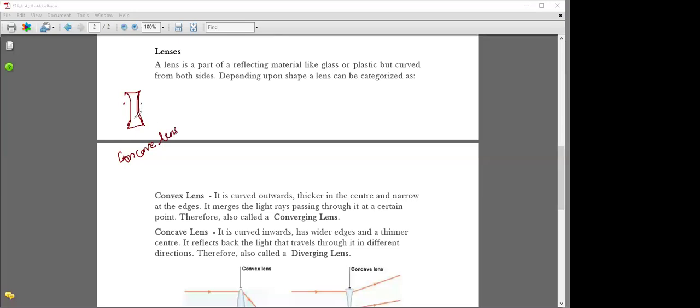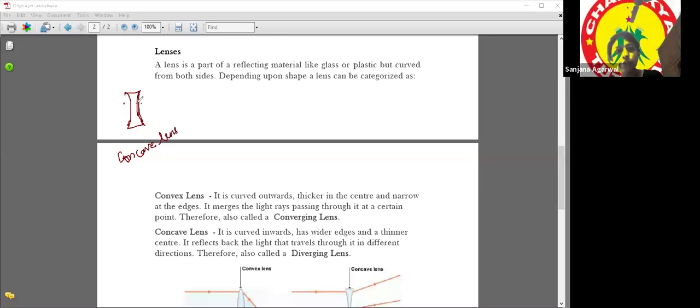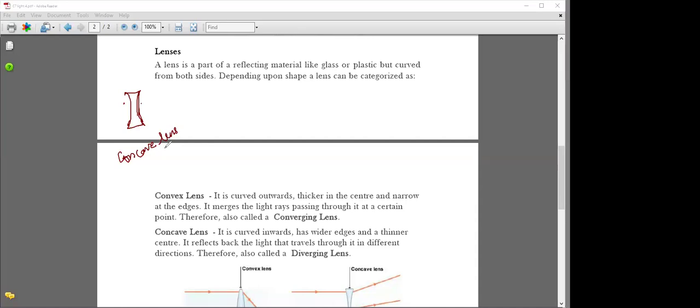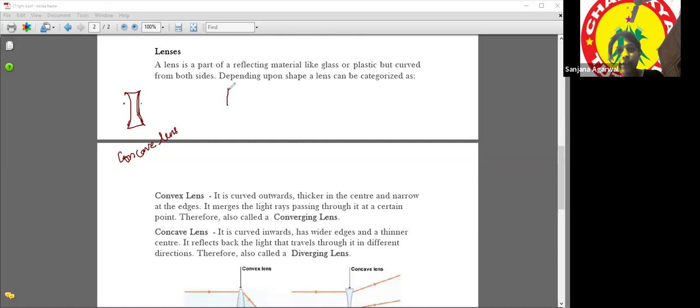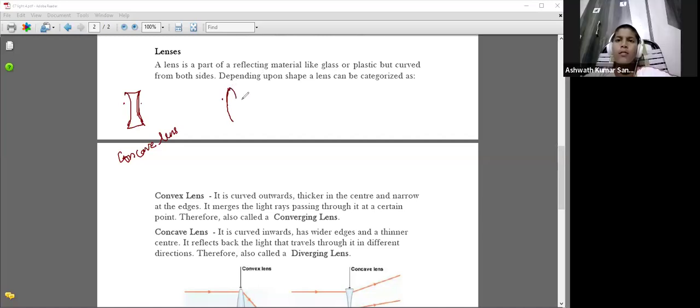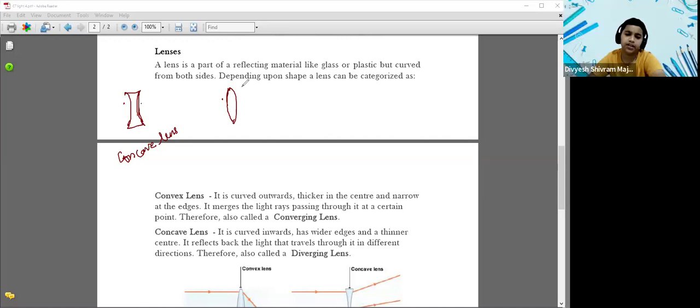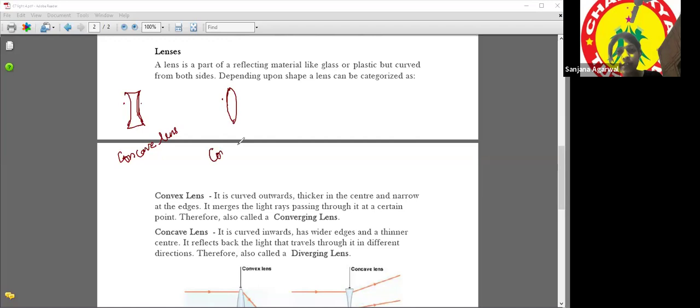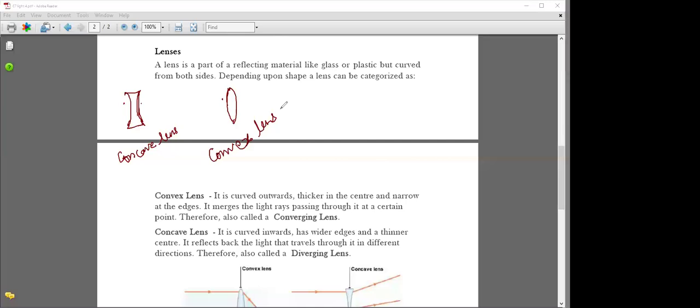When we join two concave surfaces, it forms a concave lens. Now, if I say that the left surface is reflecting, what type of surface is this? Convex. And if I keep another this way and the right side is reflecting, it's also convex. If we join two convex surfaces together, we get a convex lens. Got it?